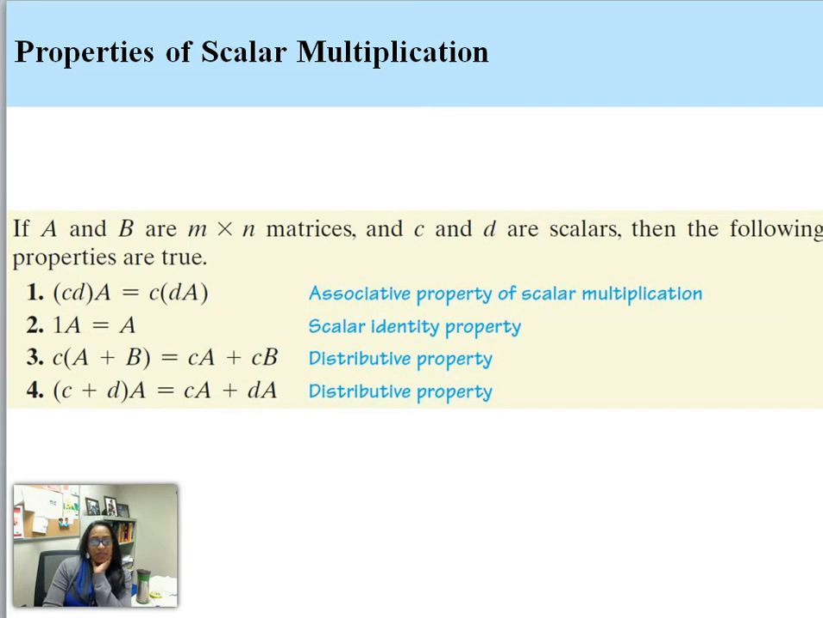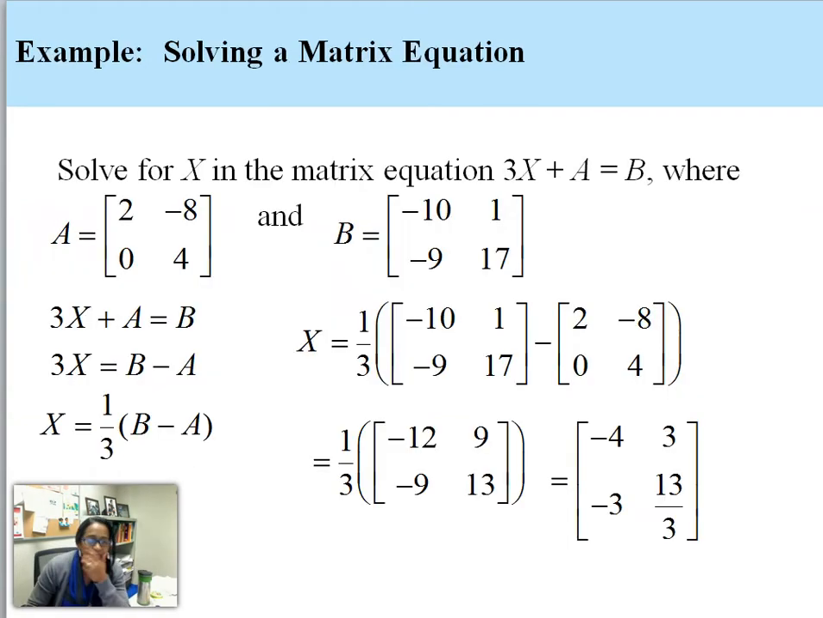Properties of scalar multiplication. If I have C and D as scalars, then (C times D) times A is C times (D times A). 1 times any matrix is the matrix itself, the identity. Distributive property: C times (A plus B) is C times A plus C times B, and (C plus D) times A is C times A plus D times A. So technically it's just a couple of properties of scalar multiplication.